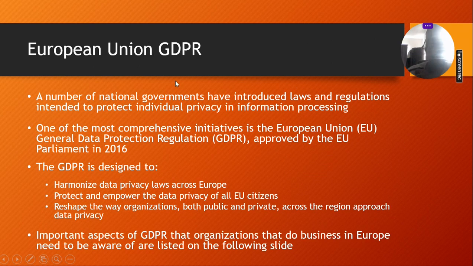Now let's go to the European Union. In May 2018, the European Union came up with what we call the General Data Protection Regulation. A number of national governments have introduced laws and regulations intended to protect individuals' privacy in information processing. So these are government agencies, the European Union, that help to ensure that individuals' privacy is protected when the information is being processed.